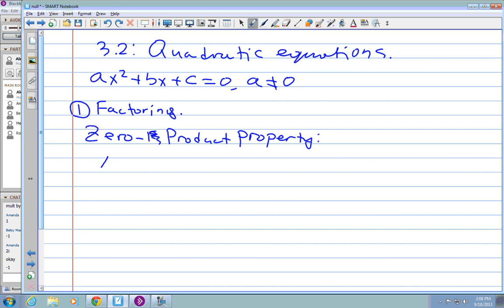Which means if you have a product of 2 things, and the product comes out to be 0, the only way that can happen is if one of those 2 things is 0. Okay, there's no other way. So if a product equals 0, then either A equals 0 or B equals 0, or both, but you got to have at least 1 0 in there.